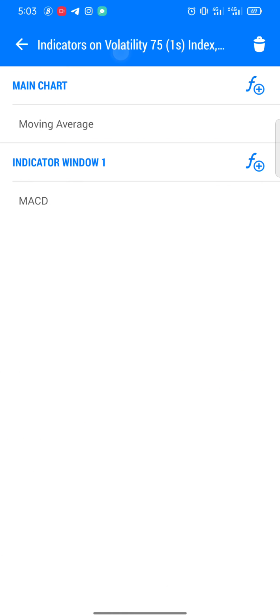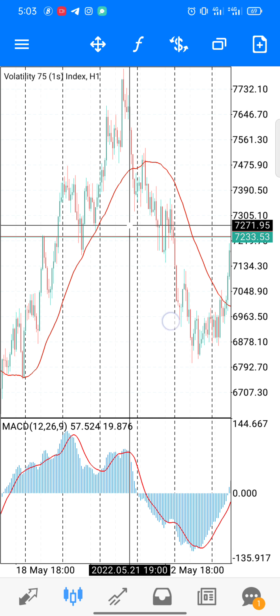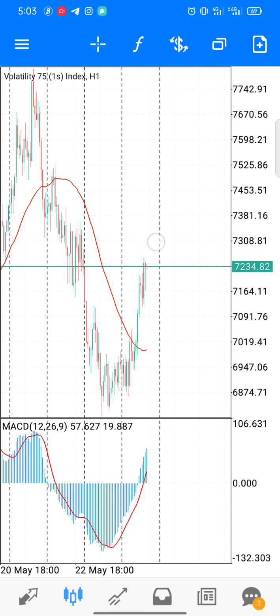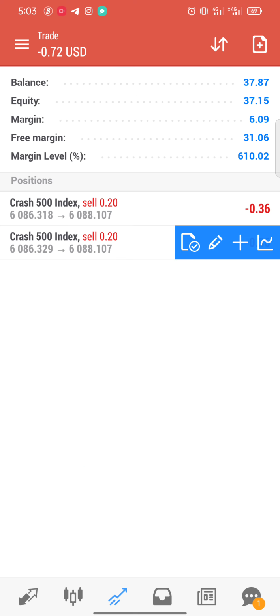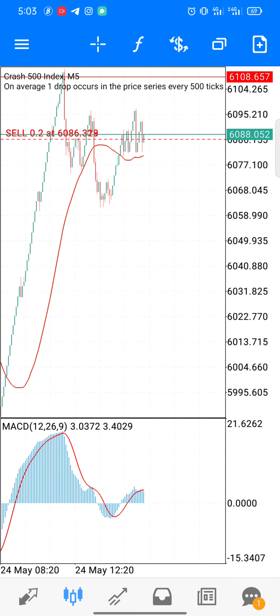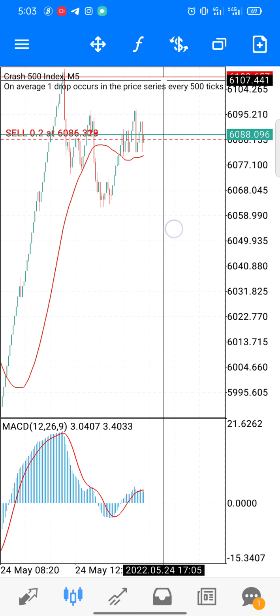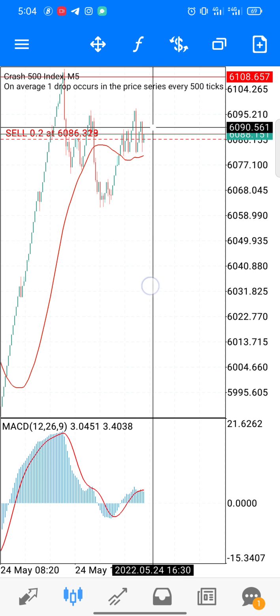Because we're seeing some reaction at this resistance level right here. Let me shift it out for you to see. Look, this is a very strong resistance level, and the market is actually reacting to it. So we just need to wait to see whether the market is going to break through or reverse to the downside. Yeah, so the Crash 500 trade which I took is still ongoing, still loading, guys.